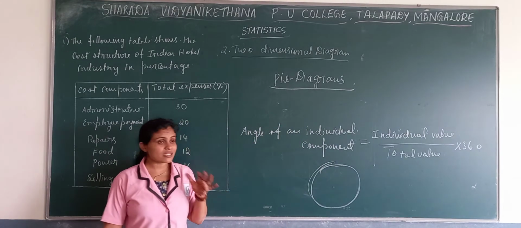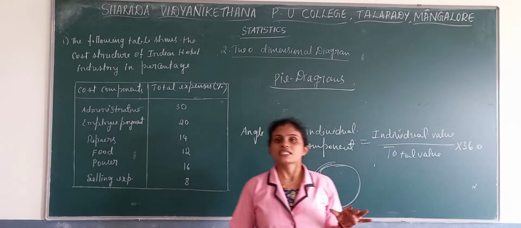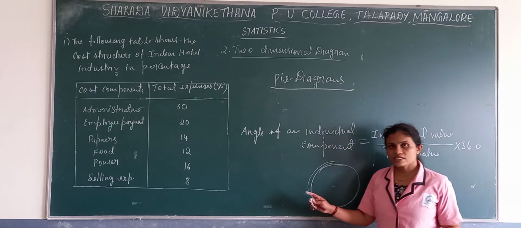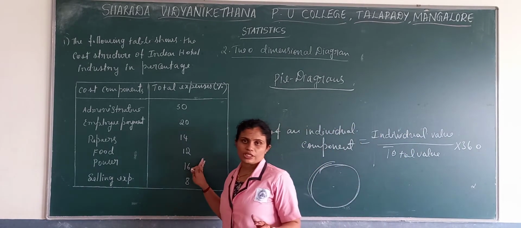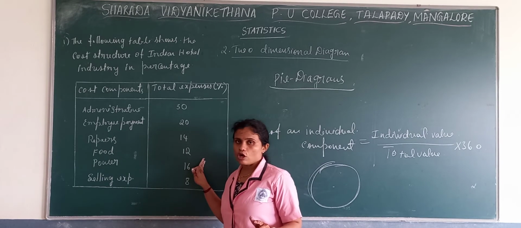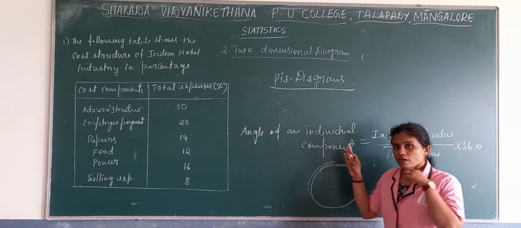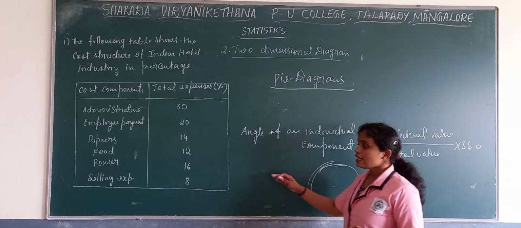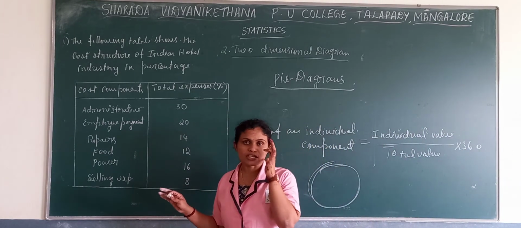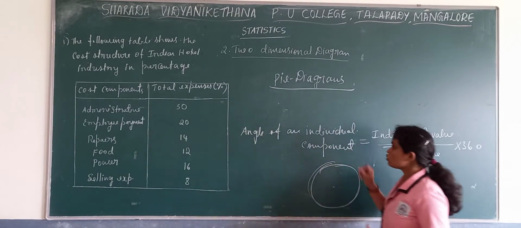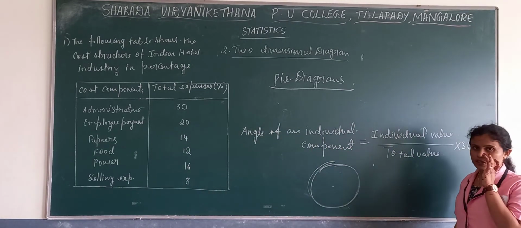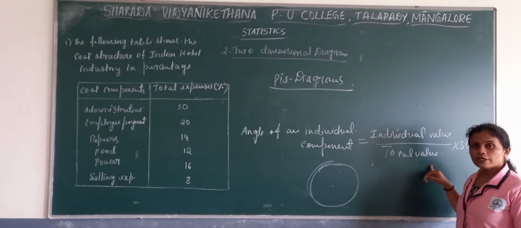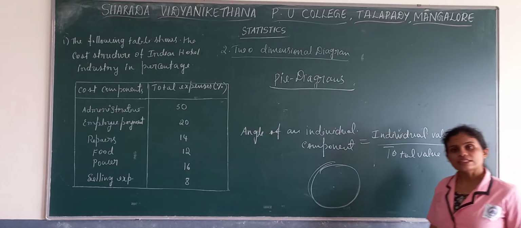So a pie diagram is nothing but where we divide the circle into different segments in order to represent the given components. In a bar diagram, we divide the bars into different components; here we divide the circles into different components. And how to find the angle of an individual component? Individual value divided by total value into 360.